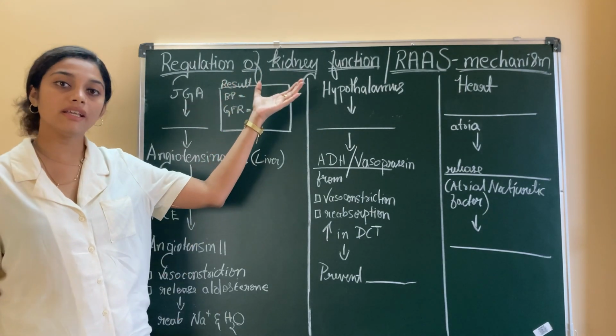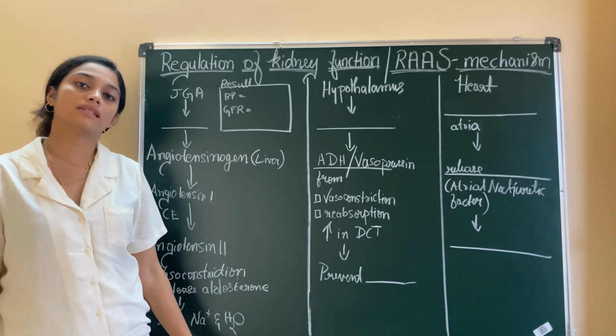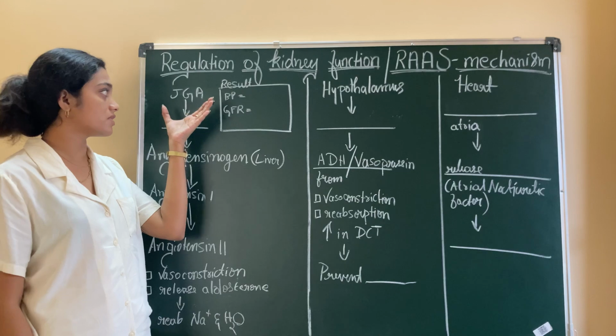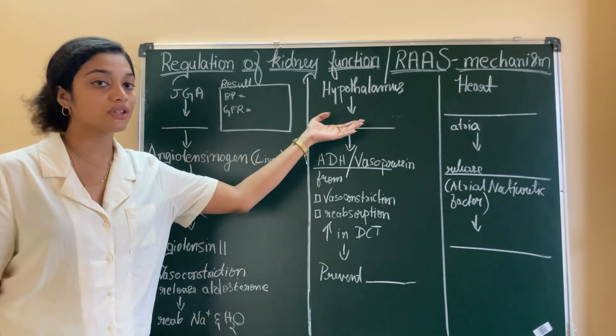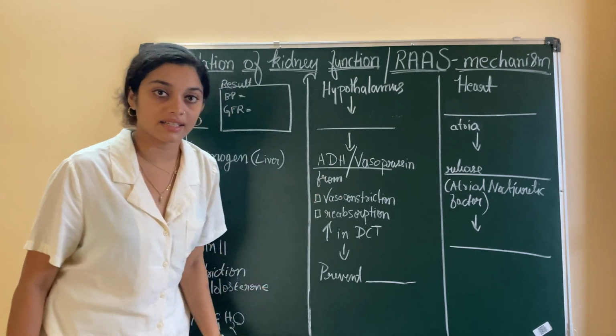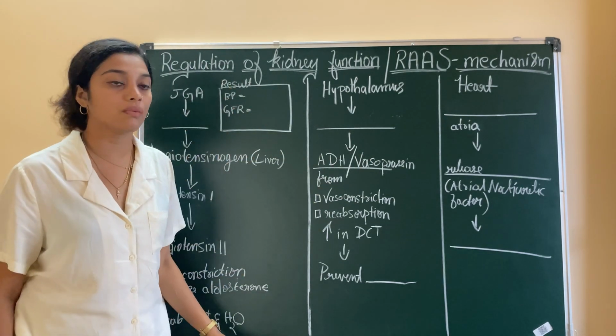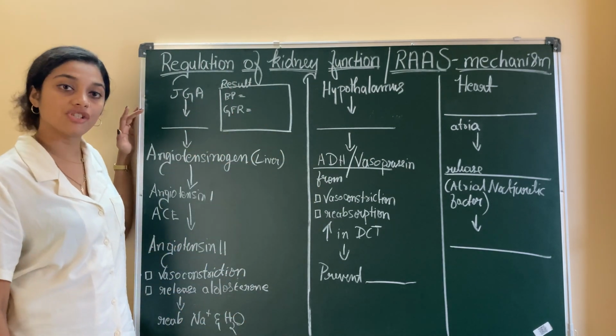Regulation of kidney function. The function of the kidney is regulated by three structures, that is the JGA cells, that is juxtaglomerular apparatus, hypothalamus as well as the heart. So these three structures are involved. First let's deal with the JGA cells.